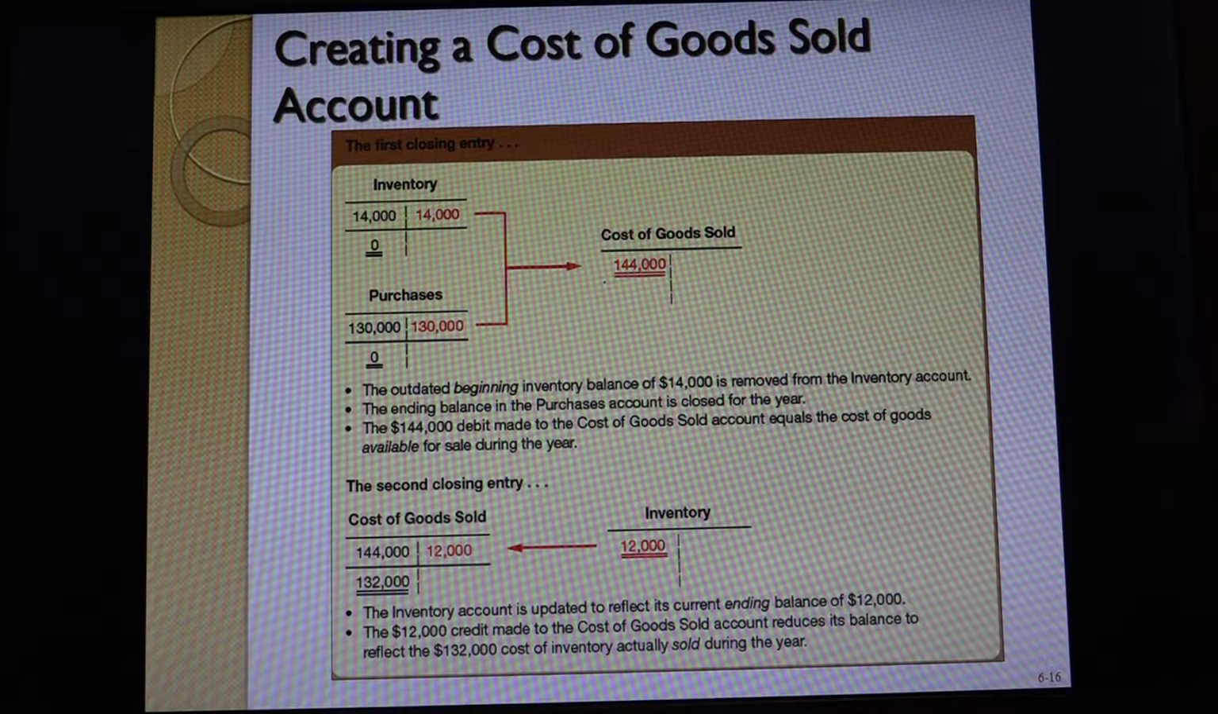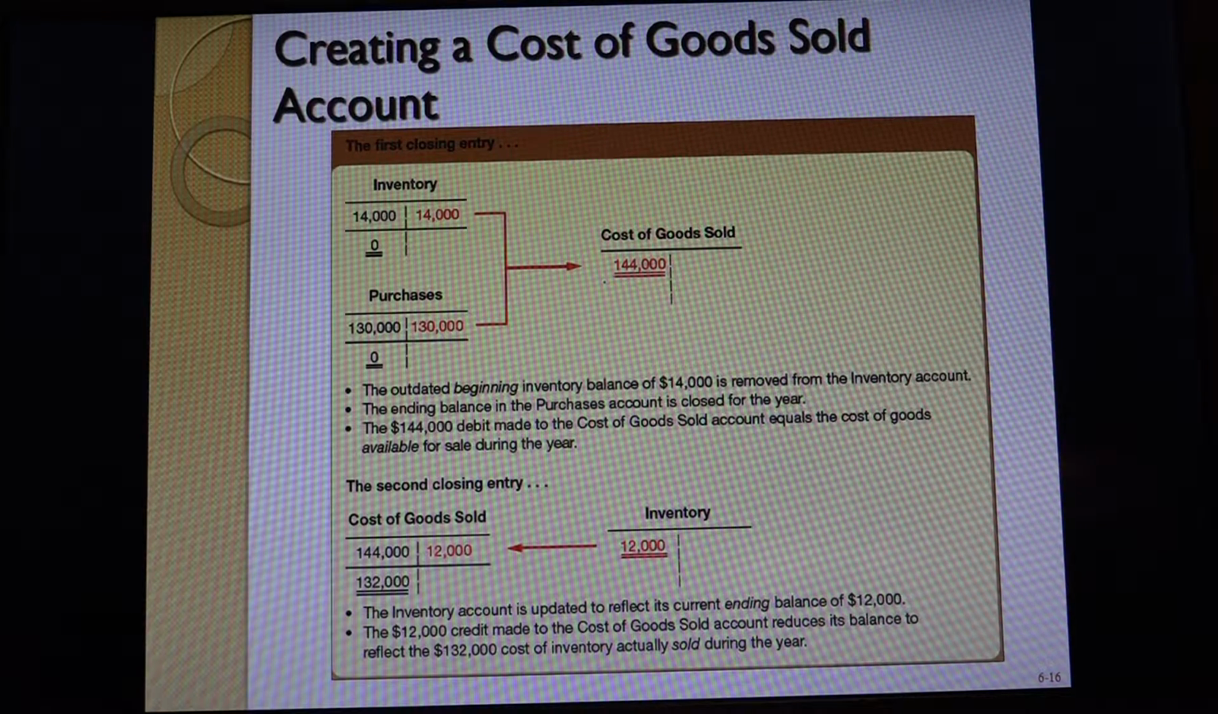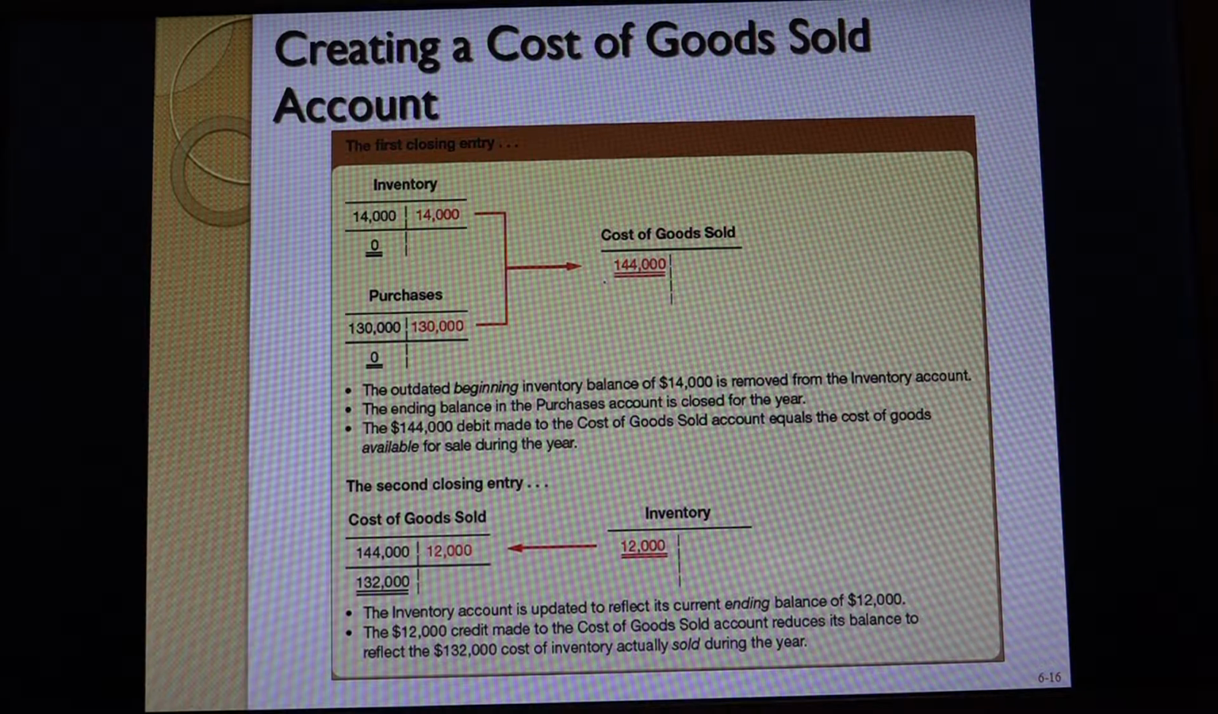All right, so bottom line is you're debiting cost of goods sold for $144,000. You're crediting beginning inventory and purchases to close those out. But remember, your cost of goods sold was only $132,000. So in order to reflect that correct amount, you've got to put $12,000 of cost of goods sold into inventory.